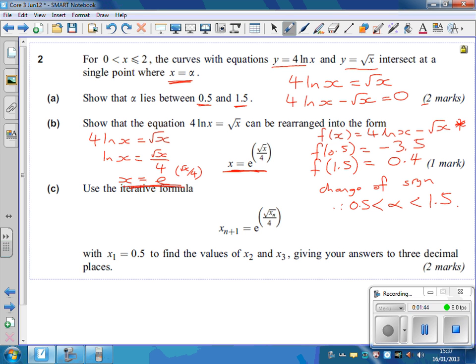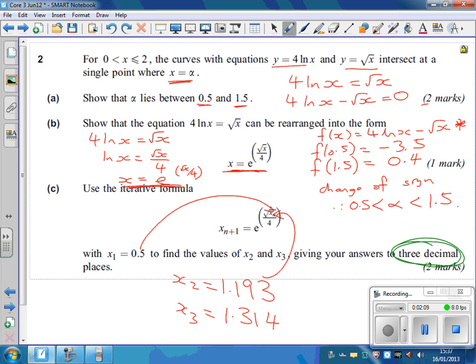Iterative formula now then, we're putting in the 0.5 into that bit there, and we get that the second x value turns out to be 1.193. Stick in the 1.193 into here, square root it, divide it by 4 and e it, and the next number turns out to be 1.314. I'm not seeing many people get that wrong in my class. Be careful though, again, it's 3 decimal places. Check your rounding, 1, 2, 3 decimal places.